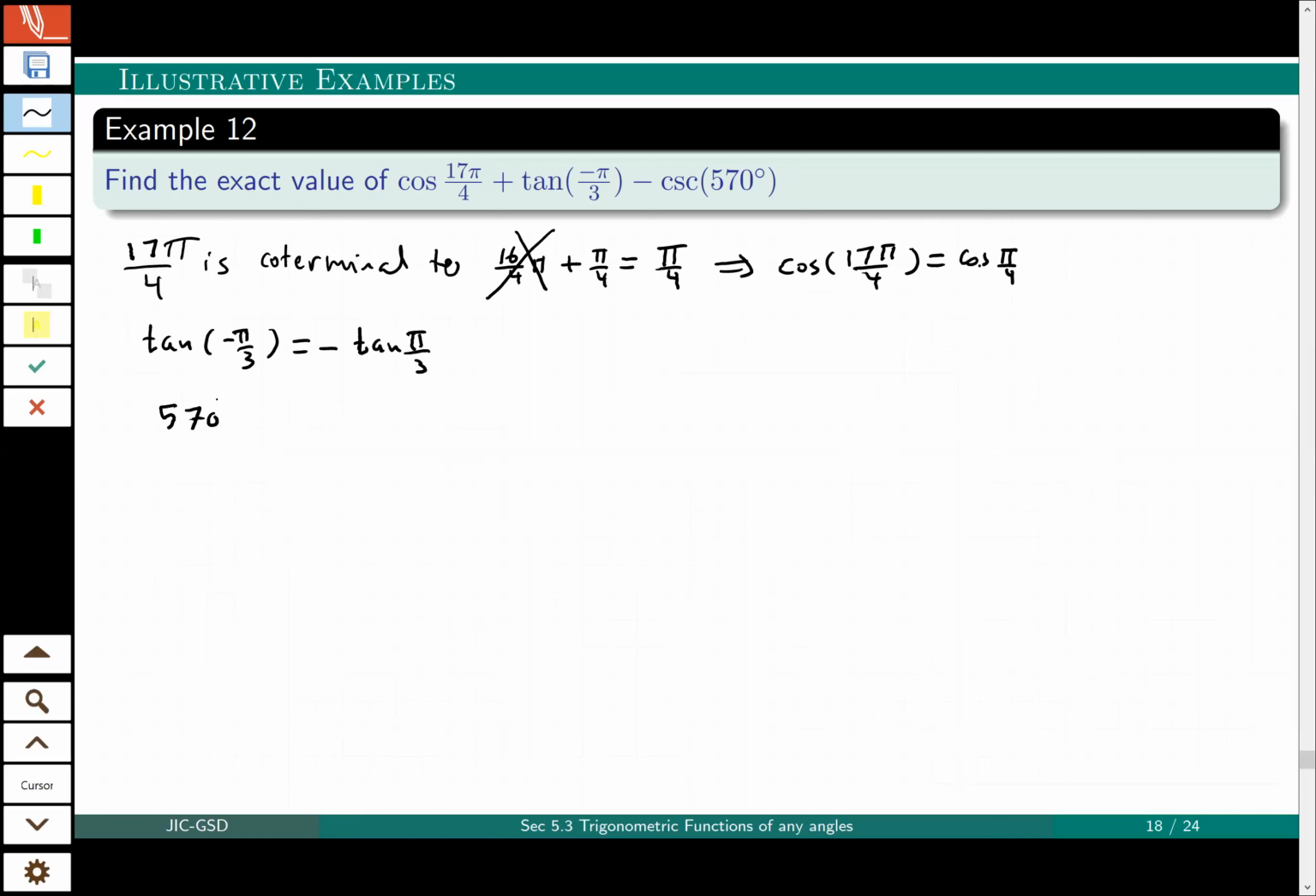570 is coterminal to 570 minus 360. So that will be 0 minus 0 is 0. And 7 minus 6 is 1. 5 minus 3 is 2. So 210. In which quadrant? It's more than 180, less than 270. So definitely that's 210.